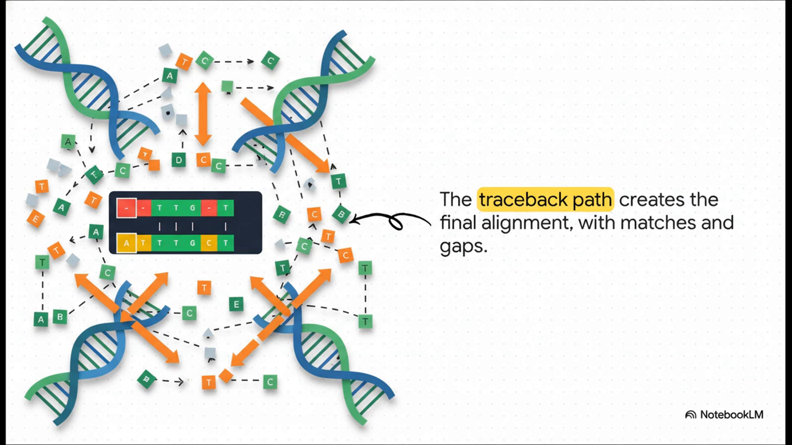And check this out. That path through the grid isn't just some random line. It's basically a set of instructions. Every time it takes a diagonal step, that's a match. And every time it goes straight up or across, it tells the algorithm to insert a little gap, which you see here as a dash, showing where something was added or deleted in one of the sequences.